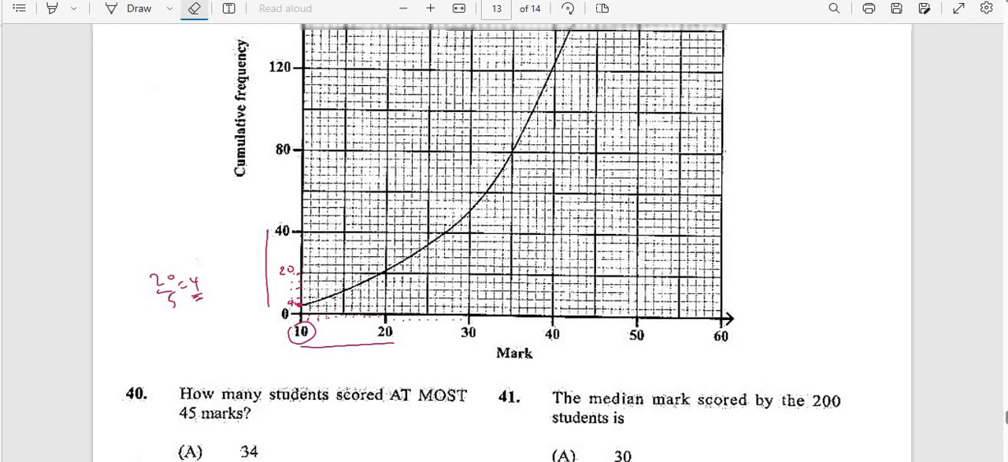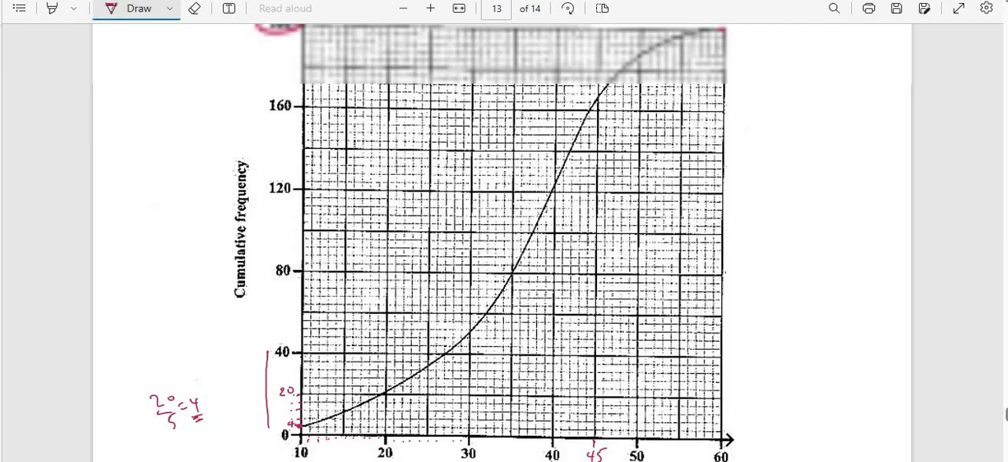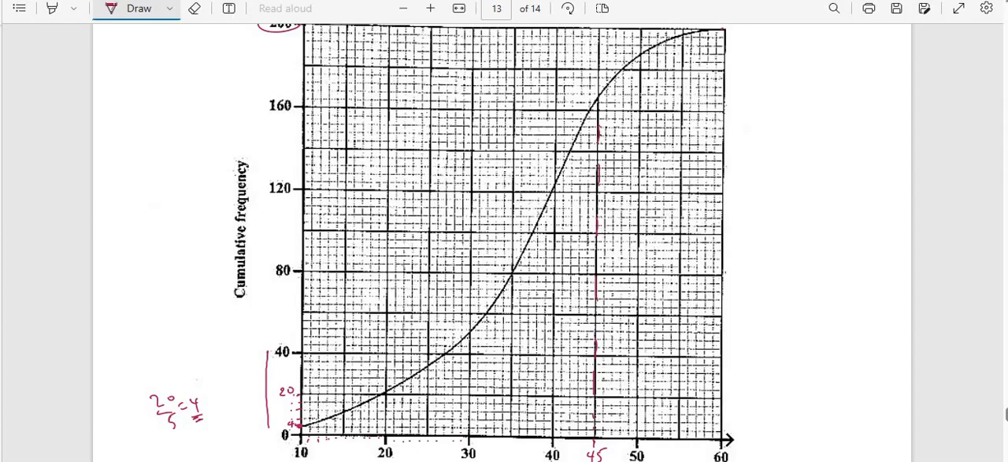All right, now, how many students scored at most 45 marks? So we look at the 45 mark right here, between 40 and 50. So that's 45 marks. I want to find out how many students scored at most that. What we'll do, we'll go up to this point here, go right up to this graph, following this line. Let me see if the highlighter is actually working here. Go up on this line here. Looking at this line right there.